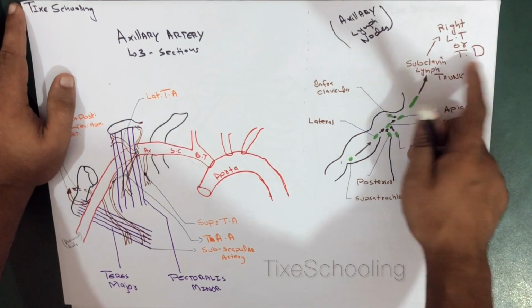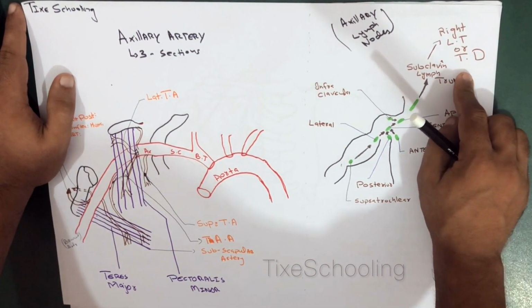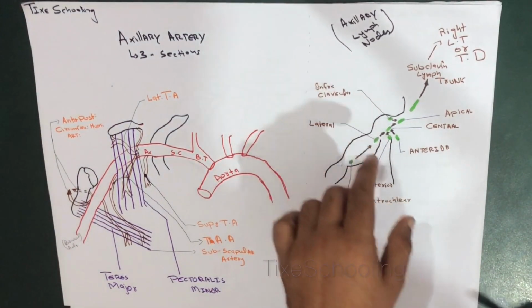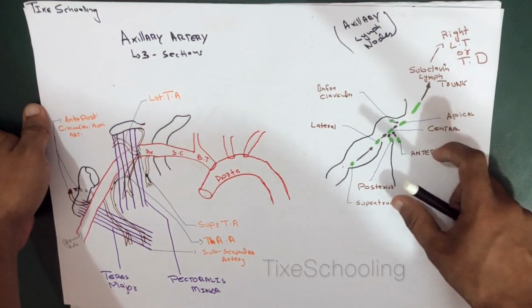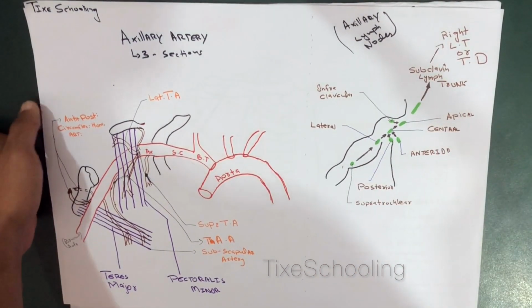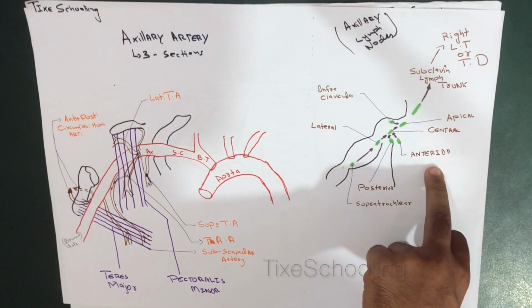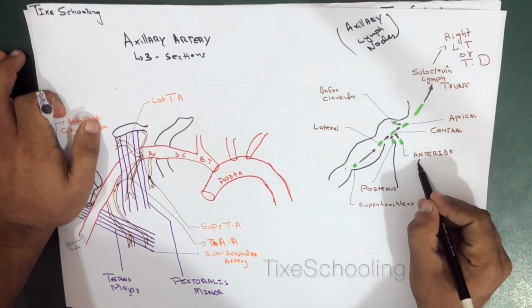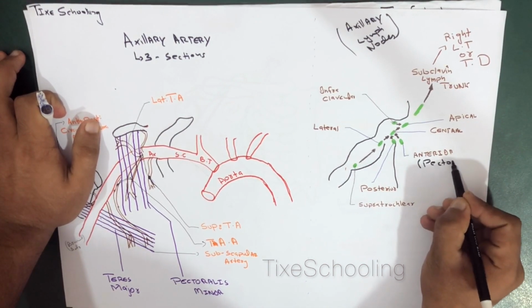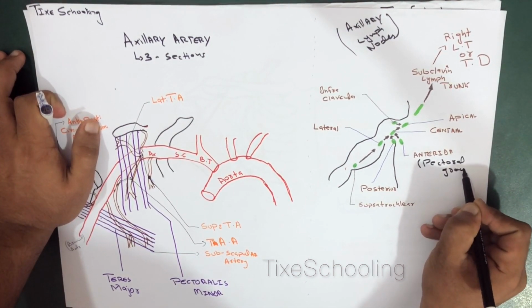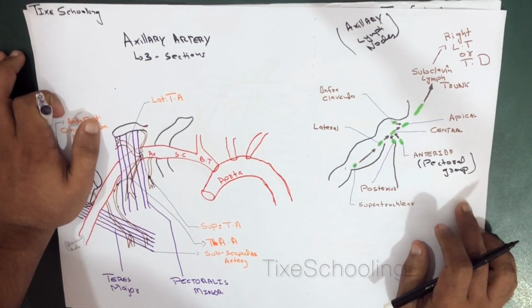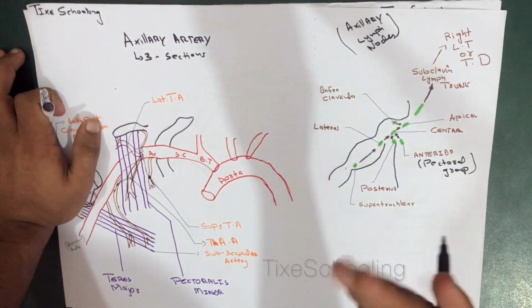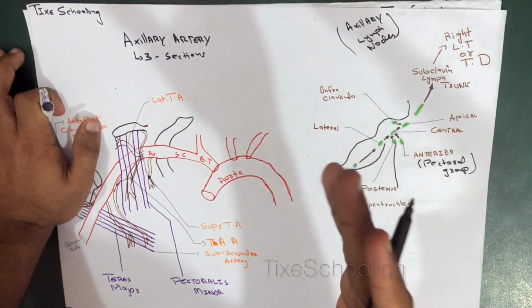If it is on the left side, then we have got the thoracic duct. All right, so now let's talk in a little bit of detail about each and every group of the lymphatic nodes. Let's first start with the anterior group, which is also called the pectoral group. The pectoral group draws lymph from the anterolateral aspect of the abdominal wall.